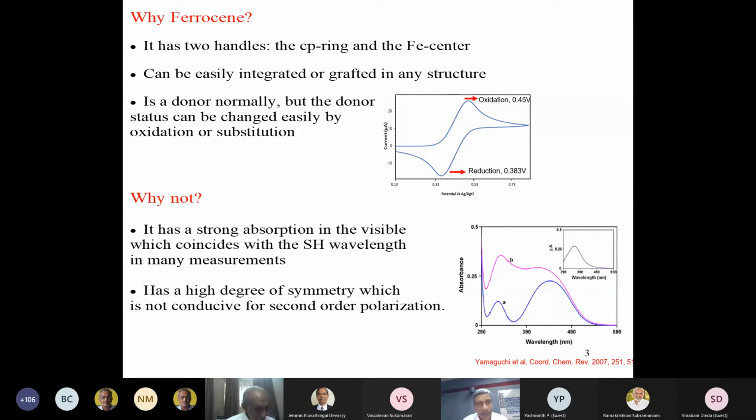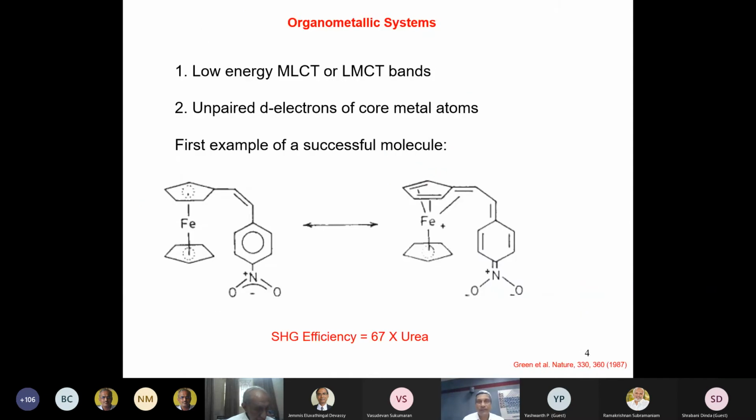Also, ferrocene has a high degree of symmetry, so ferrocene as such has a very low even order polarizability. The reason is that it has D5h symmetry, but actually D5d in solution because the two cyclopentadiene rings rotate. All even order polarization tensors cannot be sustained with this symmetry. I'll not go into the details of why, but therefore ferrocene itself has a very low contribution to beta. But let's see what we can do with ferrocene.